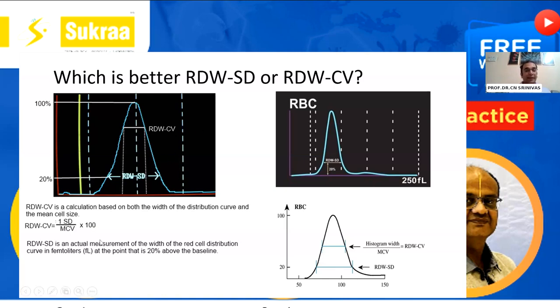Whereas RDW SD is the actual measurement of the width of the red cell distribution curve in femtoliters at the point that is 20% above the baseline. So this gives you a more true picture. It is not dependent on the mean corpuscular volume. So in a way, you can say that RDW SD has a certain advantage here, that it is an actual measurement of the red blood cells and it has a unit, femtoliters, right?